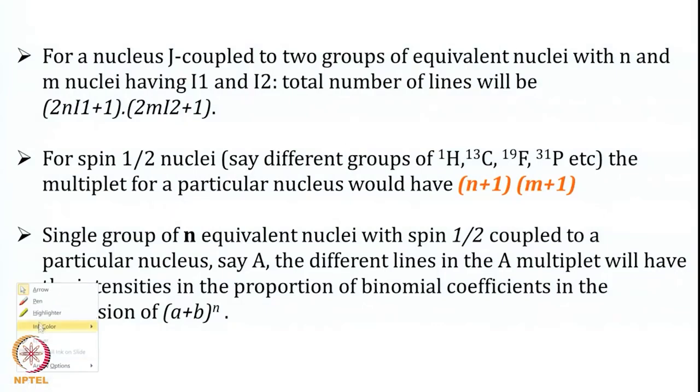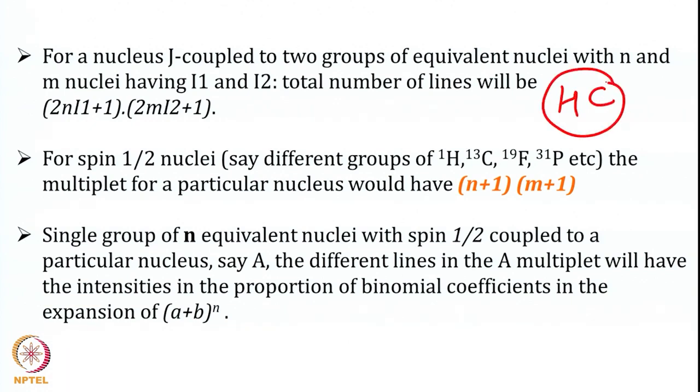Now, what happens for a nucleus which is J coupled to two groups of equivalent nuclei, N and M nuclei, having two spins like I1 and I2? What I mean by this, suppose we are considering a case of CH where there are two groups, like H and C group, and here there are N and here there are M. So the splitting of these kinds of things will be 2NI1+1 and 2MI2+1. This again we are going to discuss in detail, how many equivalent nuclei there will be and how we are going to interpret this data.